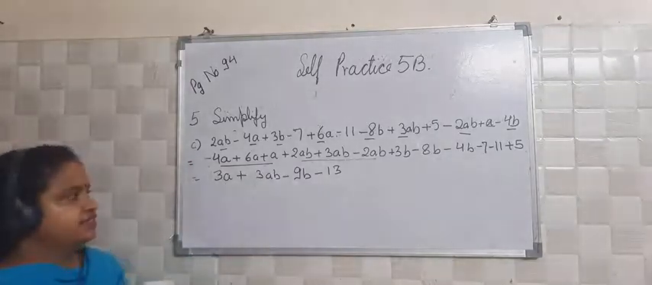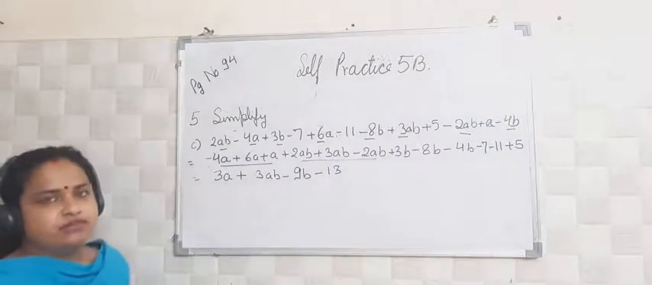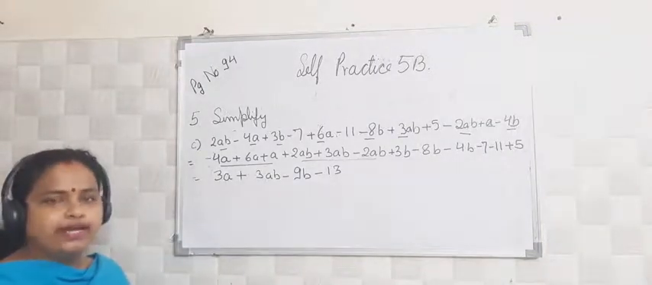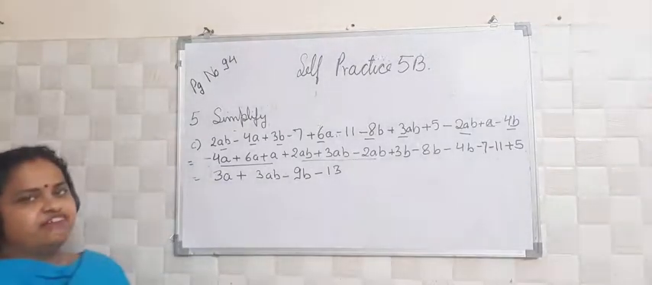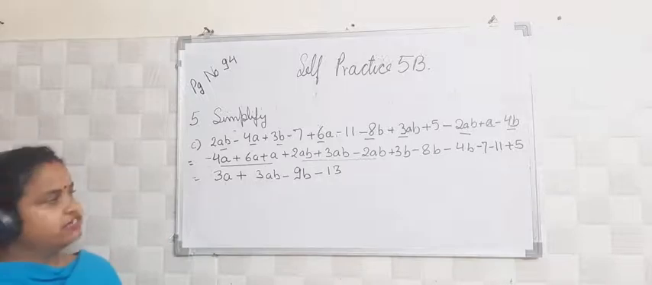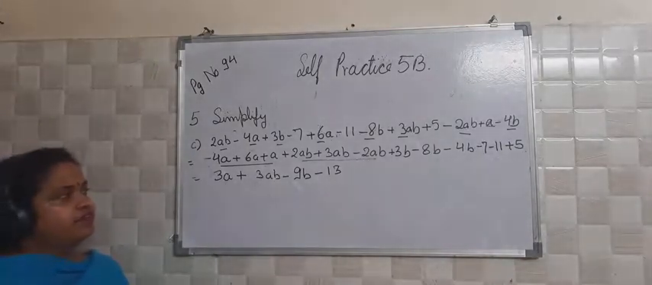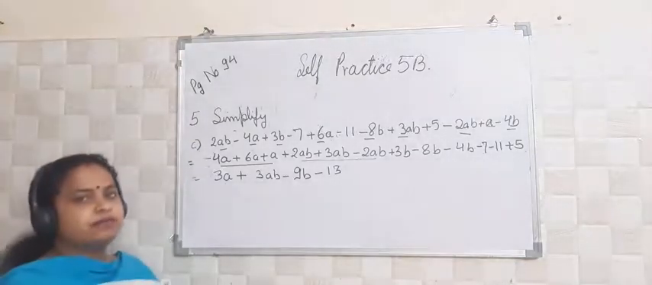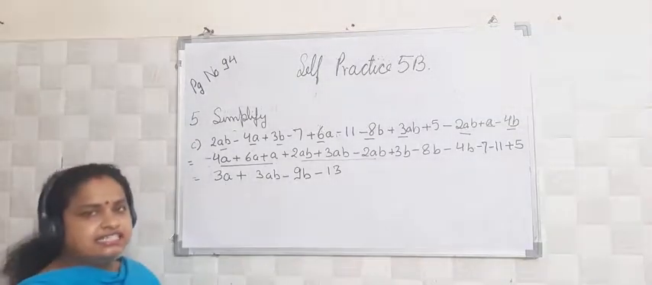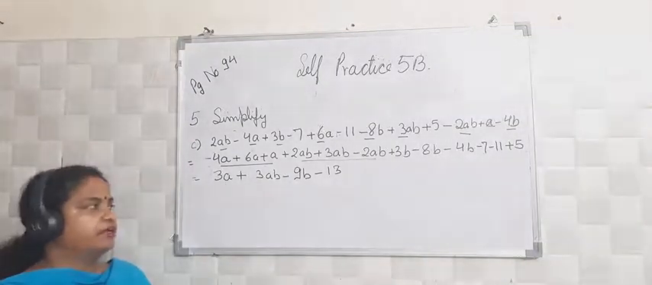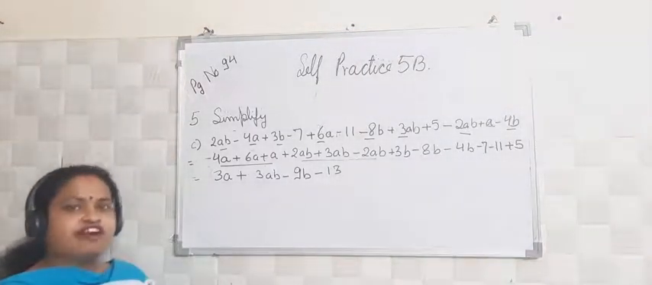Is it correct? See again, minus 4A plus 6A plus A: minus 4 plus 6 is 2A, and 2 plus 1 is 3A. Then 2AB plus 3AB is 5AB, and 5AB minus 2AB is 3AB. Then 3B minus 8B is minus 5B, and minus 5 minus 4 is minus 9B. Then minus 7 minus 11 is minus 18, and minus 18 plus 5 is equal to minus 13. This is your solution of part C.